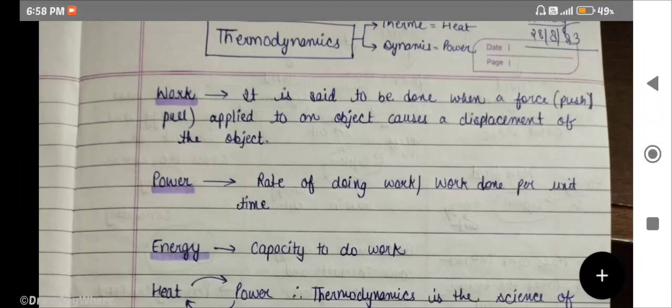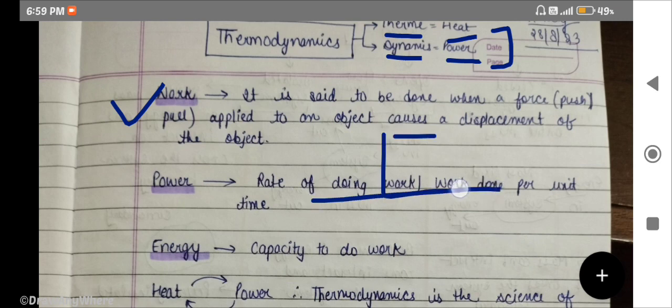In this video we will do thermodynamics. So basically, therm means heat and dynamics means power. To understand this, first of all we should know what work actually is. Work is when we apply a force to an object and that causes a displacement of the object.